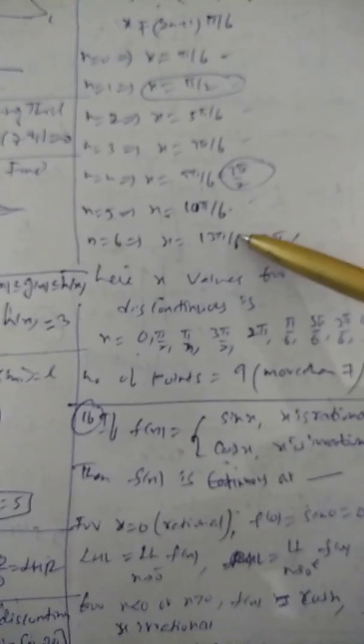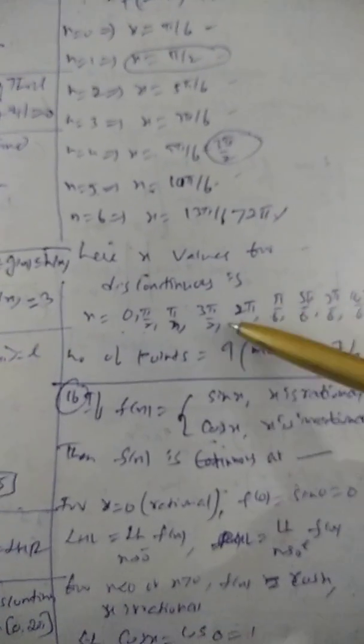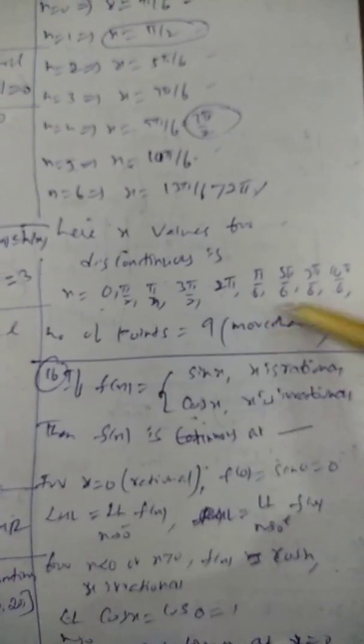So the number of points of discontinuity is here. In the first case, we have 1, 2, 3, 4, 5. In the second case, we have 6, 7, 8, and 9. So the number of points of discontinuity is 9. From the options, we have more than 7 as the correct answer. So at these points the function is discontinuous.